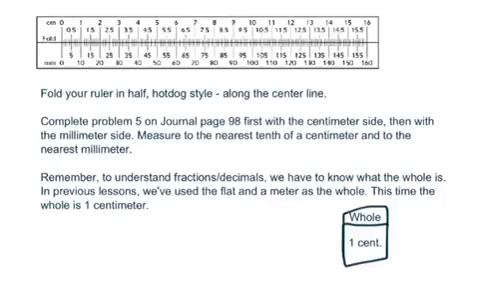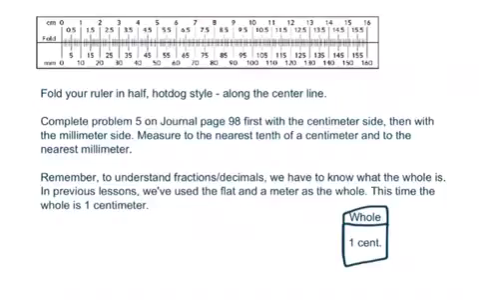To understand fractions or decimals, we have to always know what the whole is, right? What are you comparing it to? 5/10 of what? You need to know what that what is. So in previous lessons, we've used the flat as the whole, or as the one, and we've used the meter as the whole, or the one. This time we're really talking about the whole being 1 centimeter. So keep that in mind as you try to answer that question, problem 5. Okay? Keep it in the back of your mind.